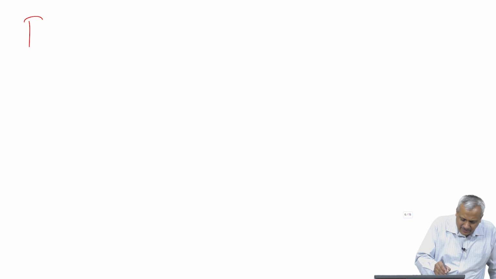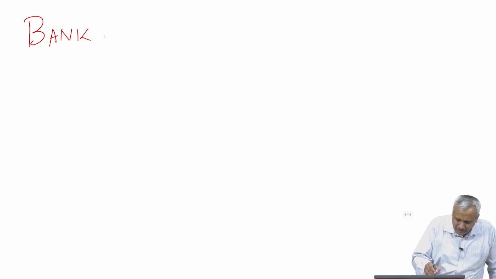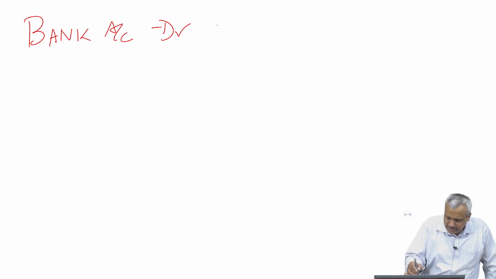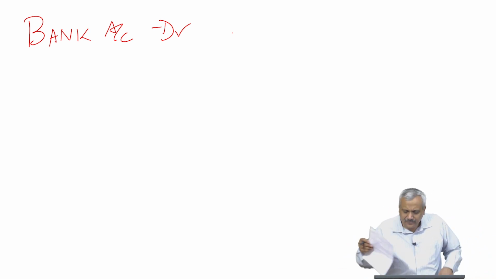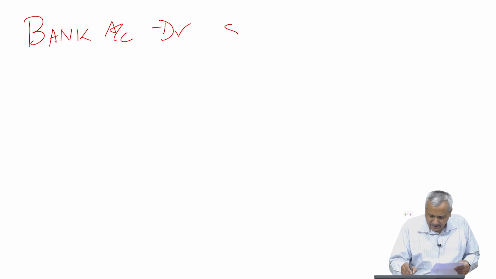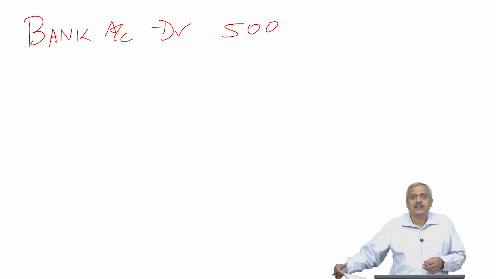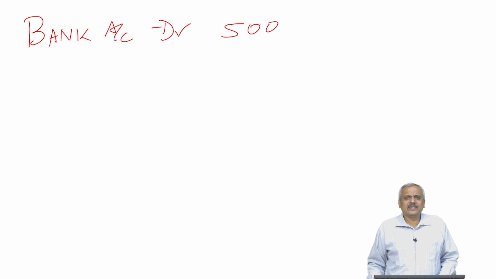When the bank account is increasing, what is the principle you use? Debit what comes in, credit what goes out. So, what is coming into you? There is a bank balance coming into you, which you call the bank account. Debit the bank account, rupees 500.